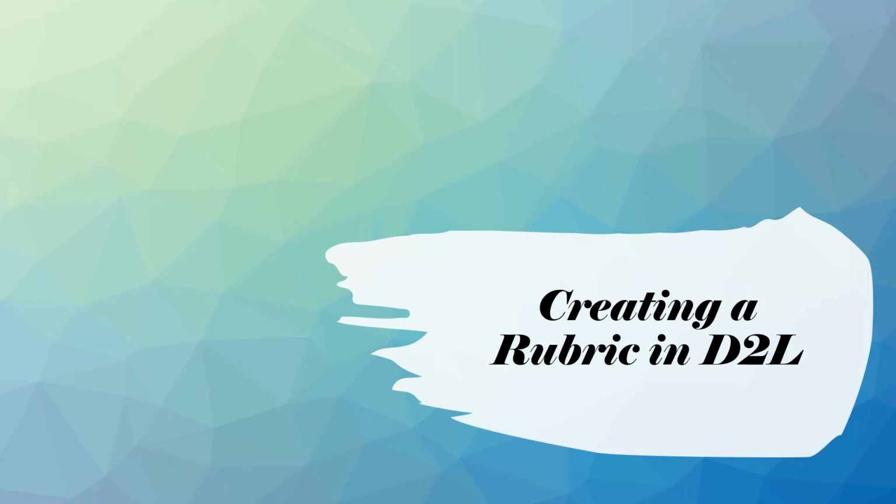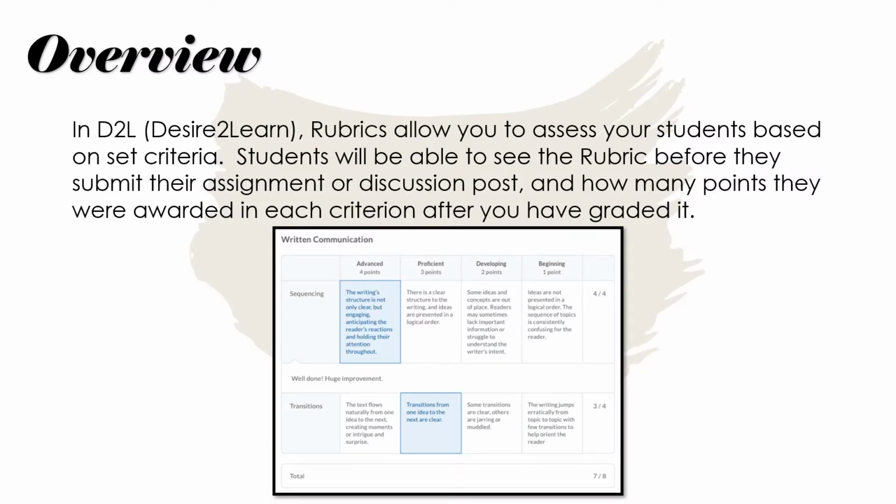Creating a rubric in D2L. In D2L, Desire to Learn, rubrics allow you to assess your students based on set criteria. Students will be able to see the rubric before they submit their assignment or discussion post, and how many points they were awarded in each criterion after you have graded it.